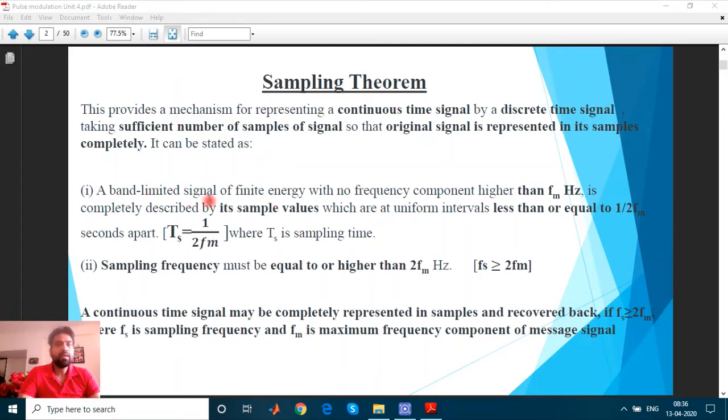It states a band limited signal of finite energy with no frequency component higher than fm Hertz is completely derived by sample values which are uniformly spaced at intervals less than or equal to 1 by 2fm seconds apart, and Ts equals to 1 by 2fm where Ts is the sampling time. Sampling frequency must be equal to or higher than 2fm Hertz.